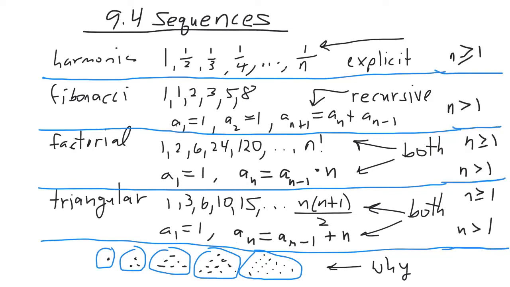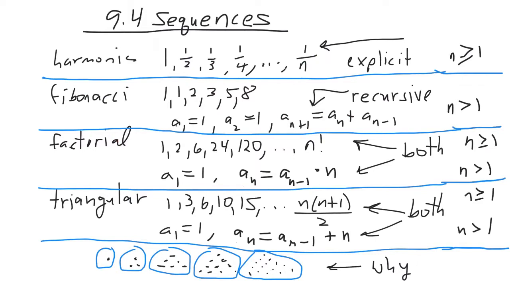Section 9.4 is about sequences. The harmonic sequence, where the denominators go up by 1, has a nice explicit formula, but the recursive formula is pretty difficult, so we don't talk about that. The Fibonacci sequence, on the other hand, has a pretty nice second order recursive formula. The explicit formula does exist, but it's much more difficult, so we won't talk about that.